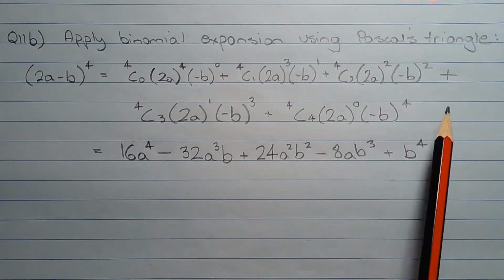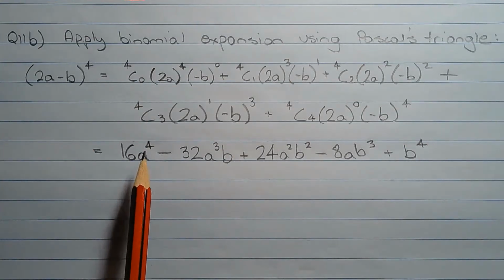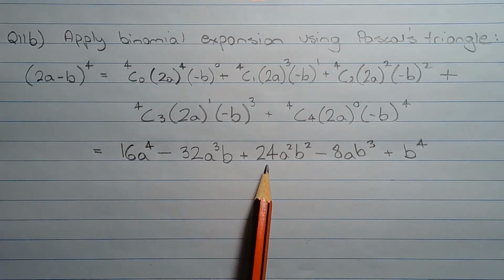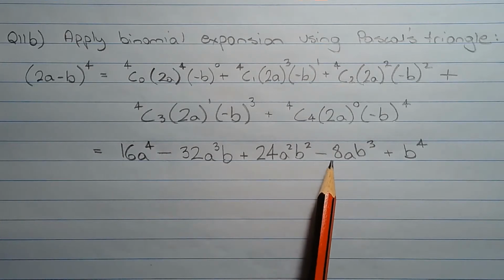So simplifying this expression, we get 16a^4 − 32a^3 b + 24a^2 b^2 − 8ab^3 + b^4.